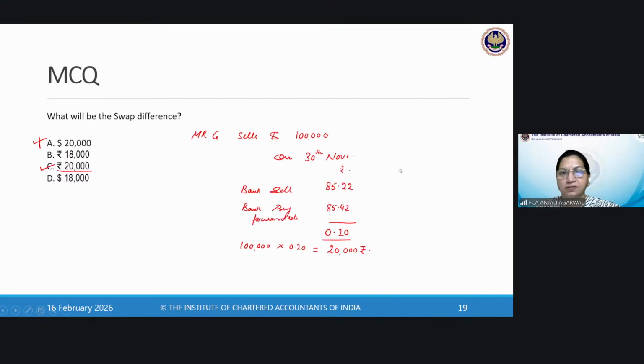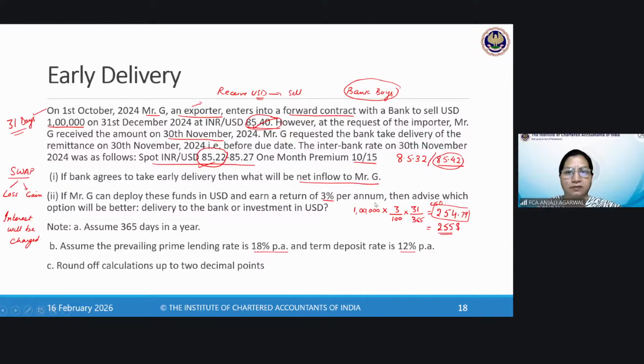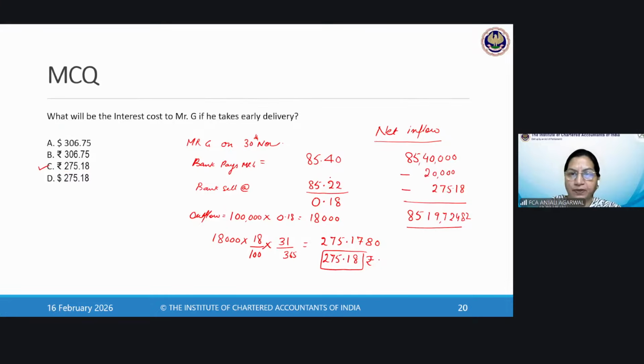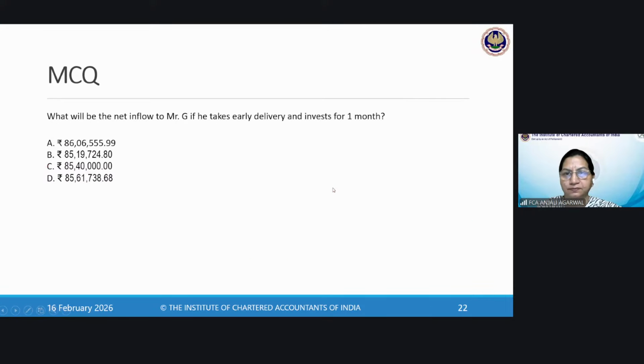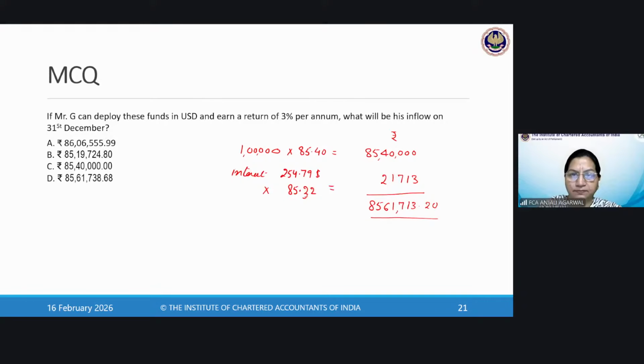Let's see this. Okay, this rate will be applicable, sorry. This is on 30th November, but he will be selling on 31st December, so 85.32. 0.1738. 0.68.